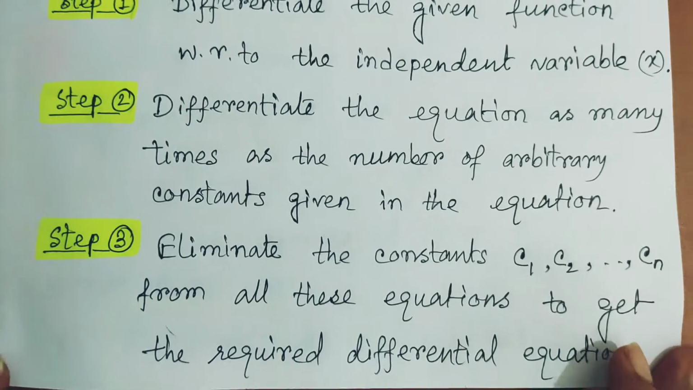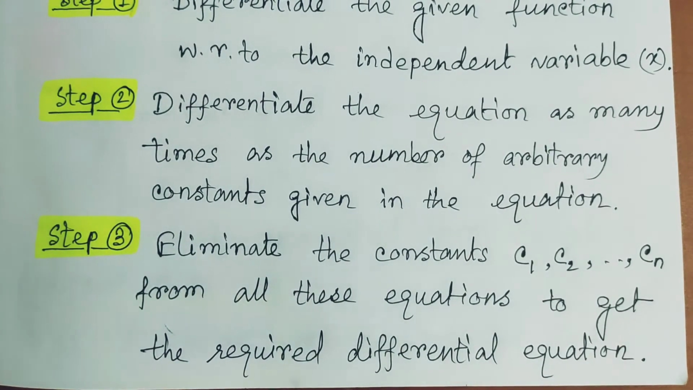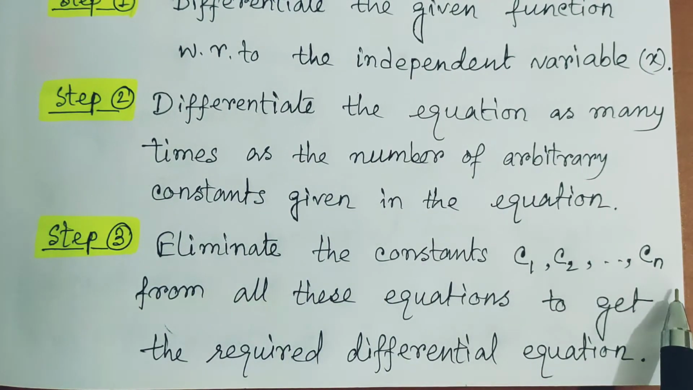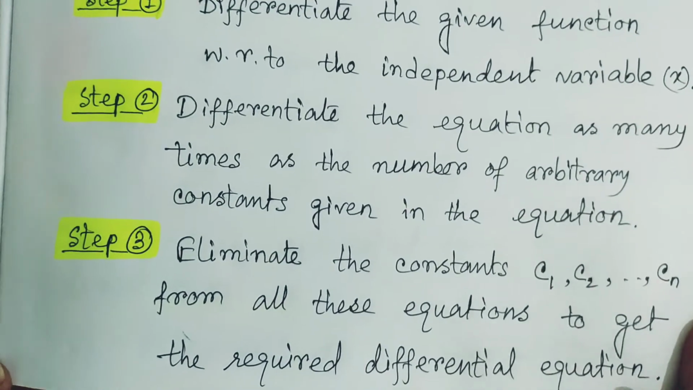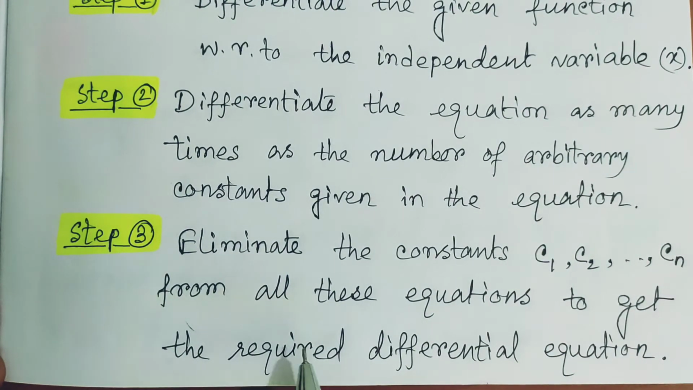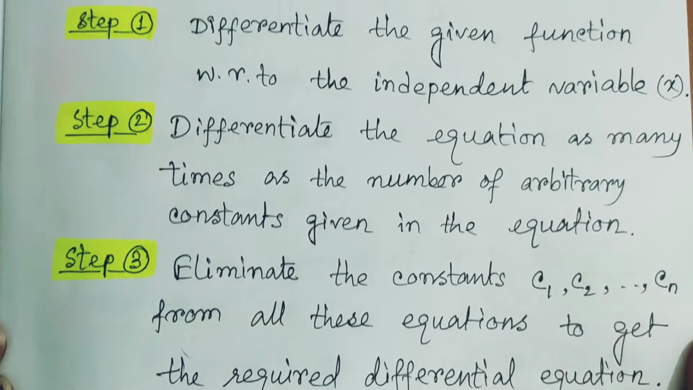Now in the third step, we should eliminate the constants c1, c2, up to cn. That means we should eliminate all these n constants from all those equations to get the required differential equation. So the steps are very simple.